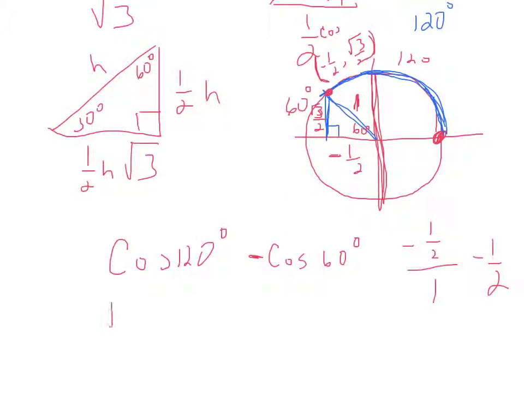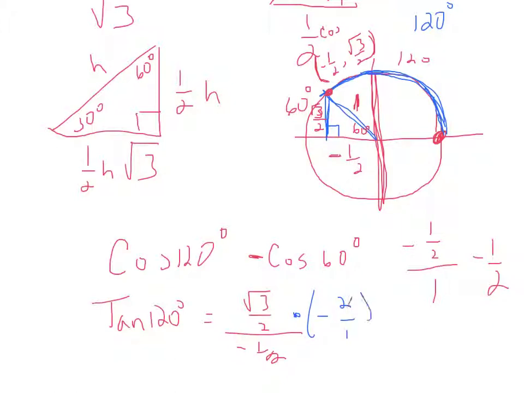So if I'm asked to find the tangent of 120 degrees, that's the same thing as the square root of 3 over 2 over negative 1/2, which means you take the reciprocal of the denominator and multiply. The 2's cancel out, giving negative root 3. And that's how we're able to fill out that table that I shared with you in my old trig notes.